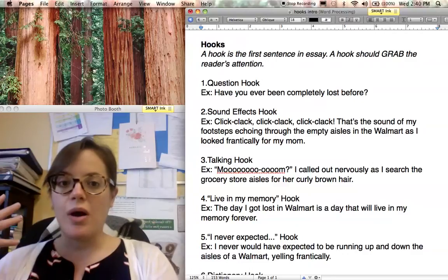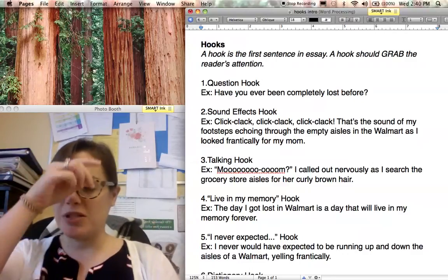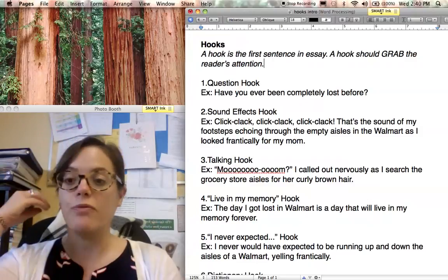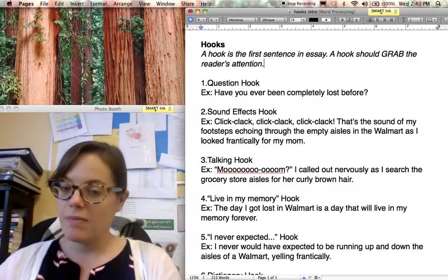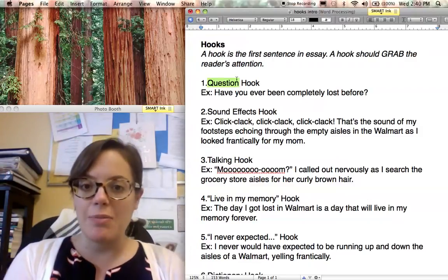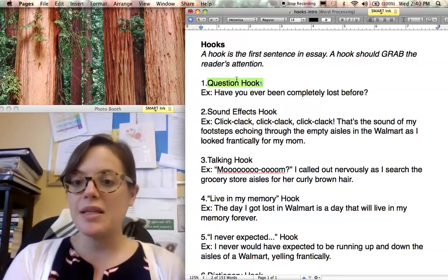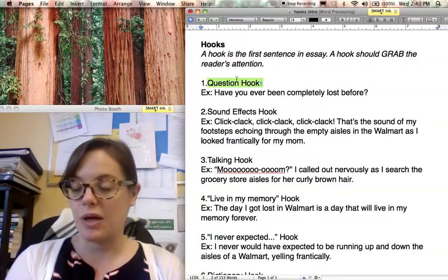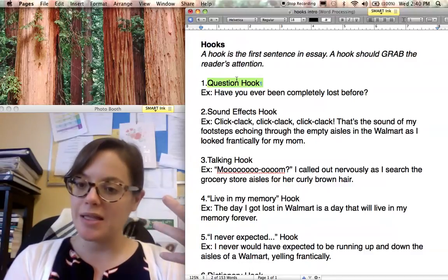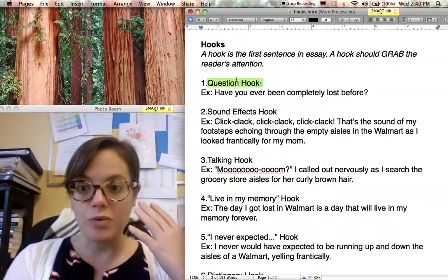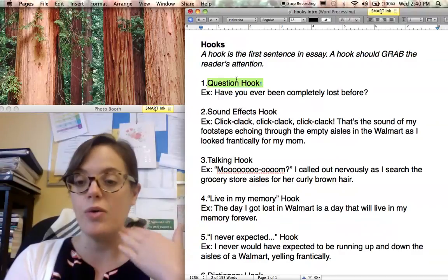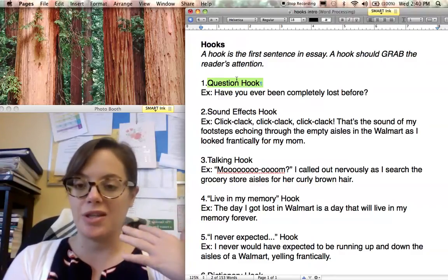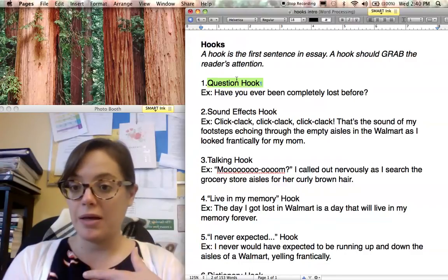Okay, so let's take a look at some options of different types of hooks that can be helpful to start our essays with. All right, now the most basic type of hook is a question hook. And basically all you do there is you turn your prompt into a question, okay? So the idea behind this one is that your reader will start thinking about their own experiences or their own opinions or any knowledge that they already know about this topic, okay?